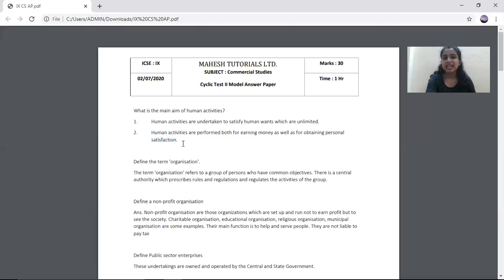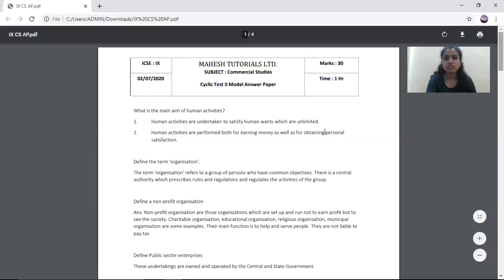Since it is the aim of human activities, it is either undertaken for earning money or for personal satisfaction. So these 2 keywords have to be there because human activities can either be economic or non-economic, right? So the motive can either be money oriented or it is not money oriented. So both of these terms, earning money and personal satisfaction, have to be there in your answer.